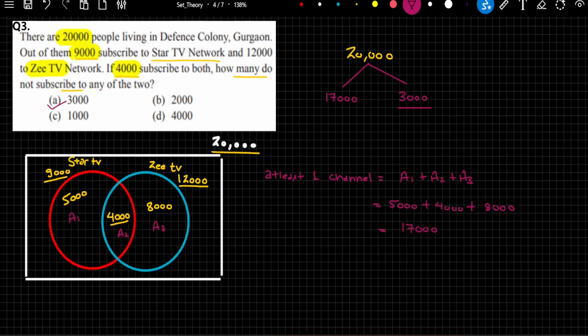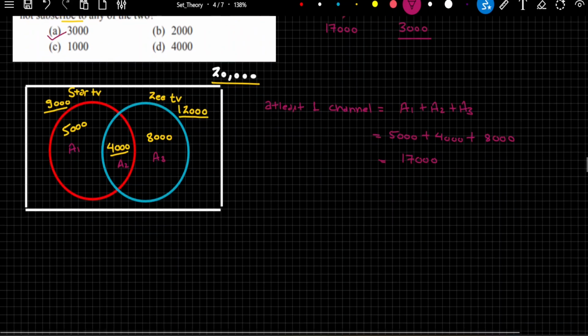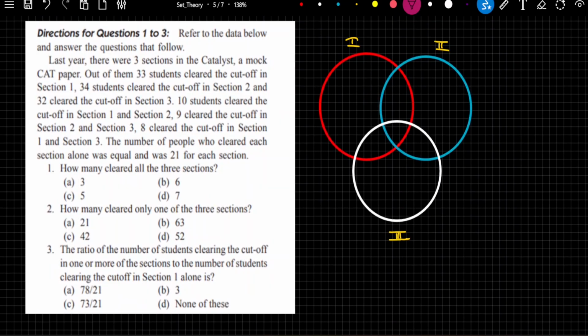So I hope you are able to understand the explanation. If not, you can listen to the solution again. Let's go to the next set. Let's read the set first.